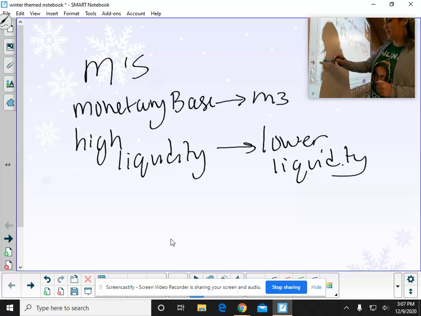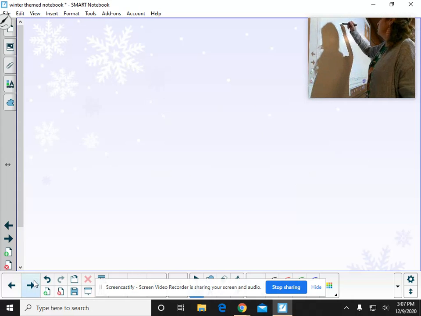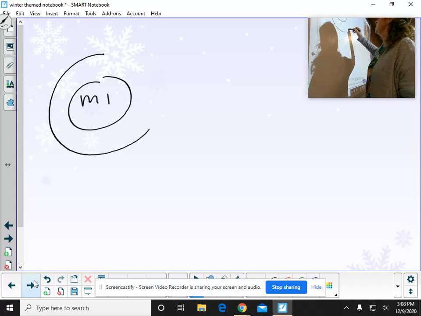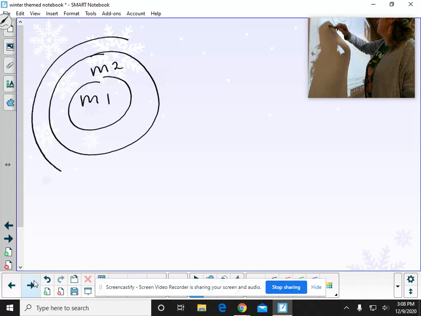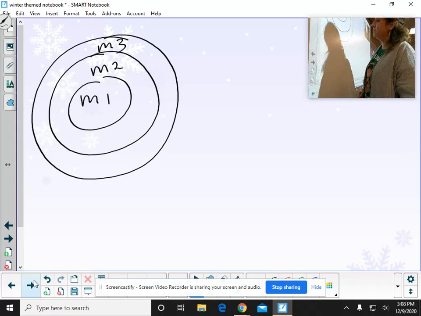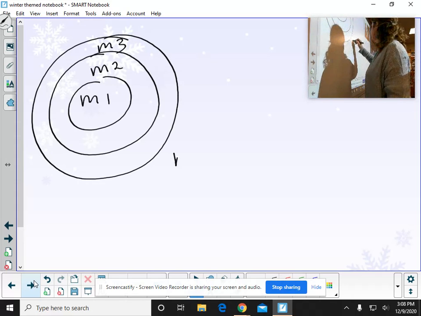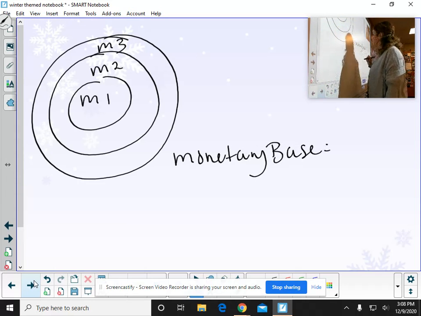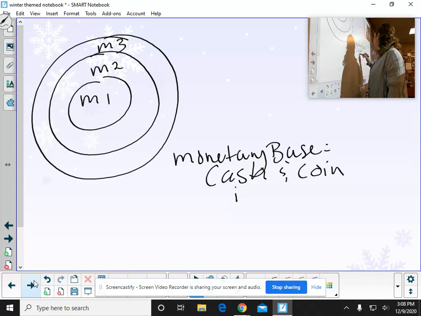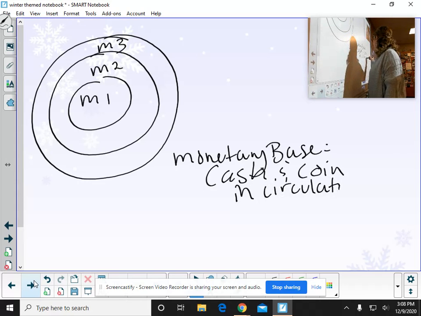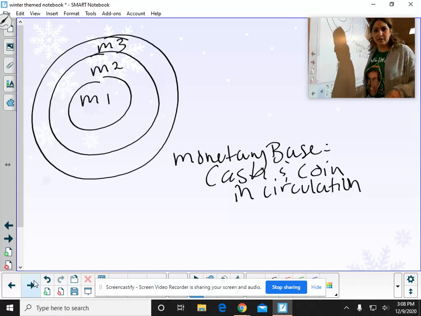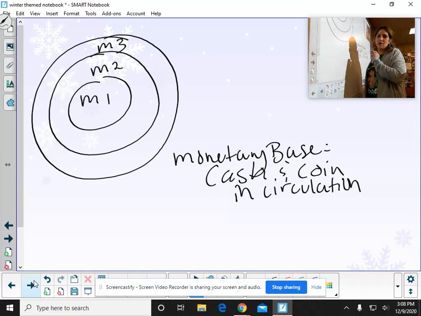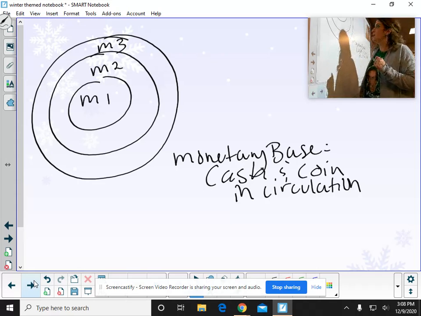So, let's talk about the M's in terms of the different categories. I'm going to write it like this first. M1 is included in M2, and M3 includes basically everything. But notice how earlier I said monetary base. Monetary base is just the cash and coins in circulation. So it is the physical cash and coins that are actually in circulation. That's the monetary base. So it's the highest liquidity because it's just cash and coins.